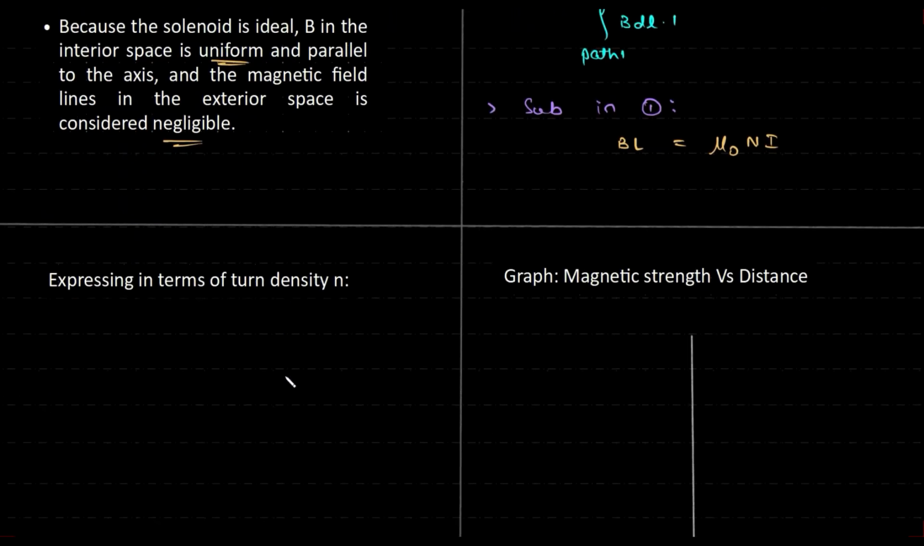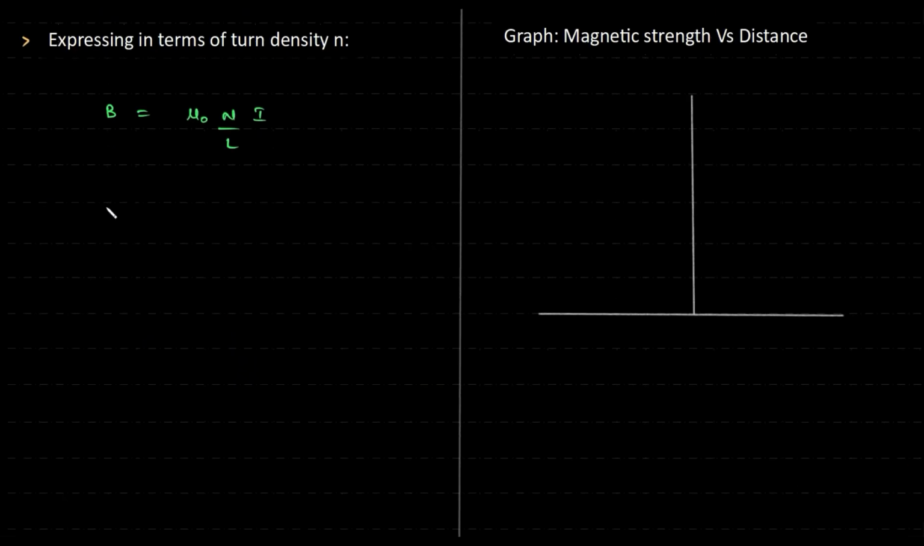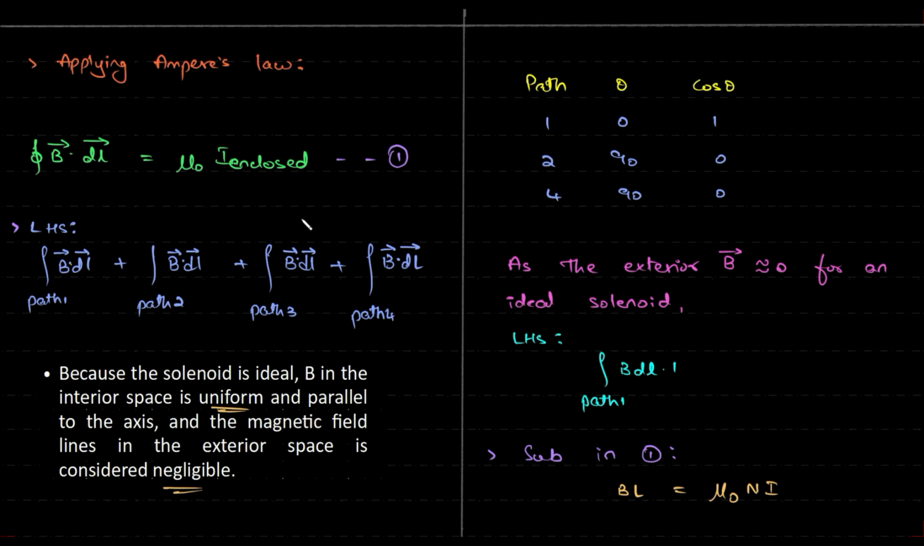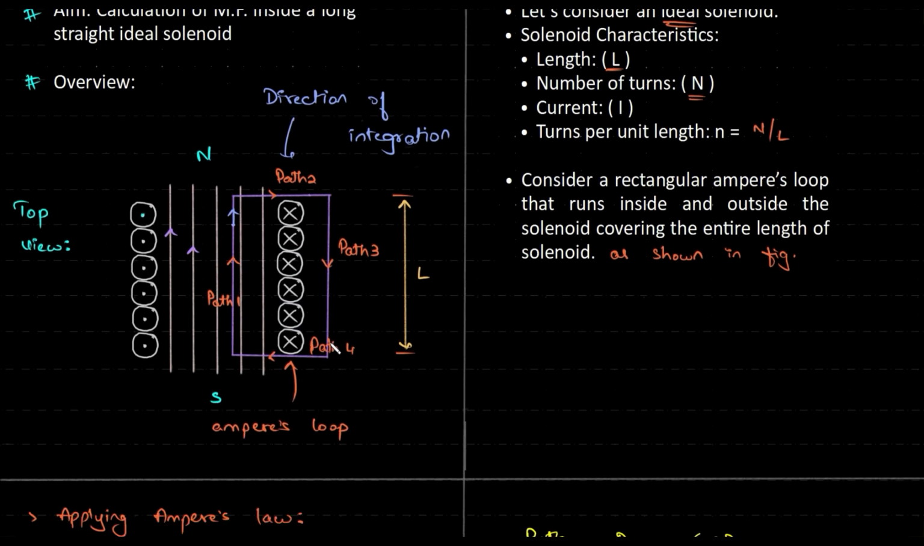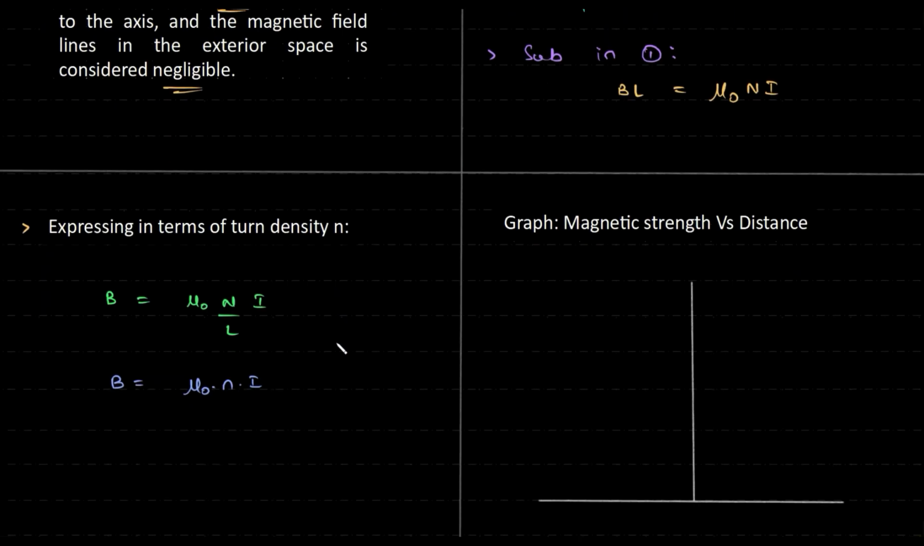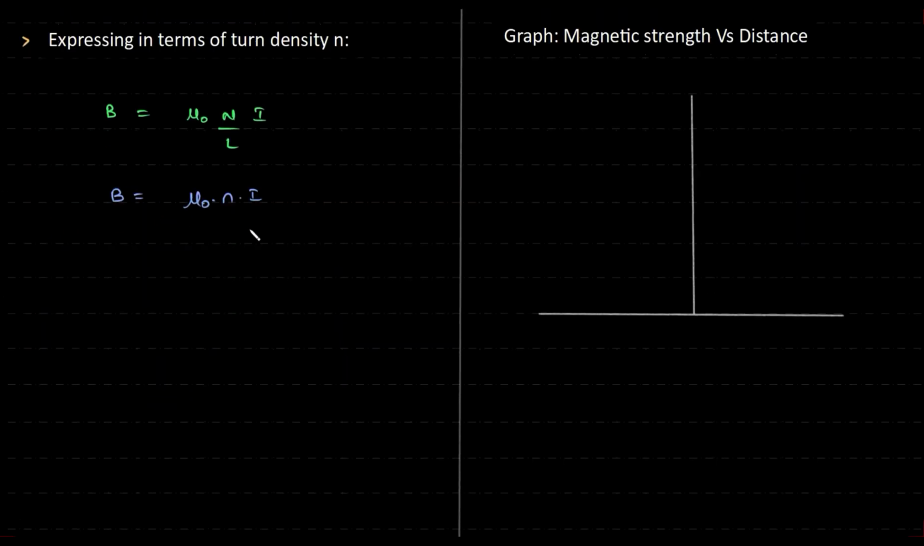So we are almost done. That's actually an answer also, but we need to express it in terms of turn density. How many turns are there per unit length? So that will be equal to mu naught (N/L) I. So N/L is nothing but small n, that's the turn density, is it not? That's how we represent it. Initially we did that. Here N by L is turns per unit length. And so that's your final expression.